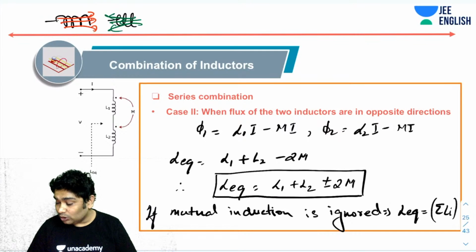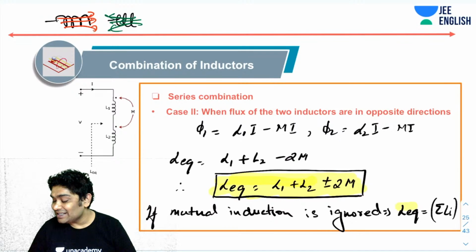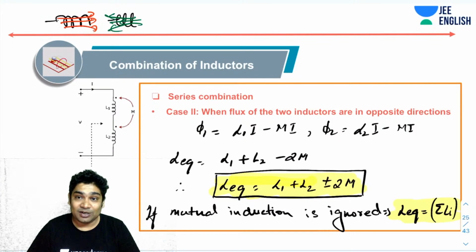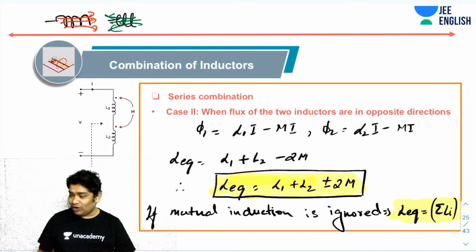So remember both of them. This is for 2 where the mutual induction has not been ignored, and this is for any number of inductors connected in series where mutual induction is ignored. Okay, I hope everybody followed this. There is no confusion. If there is any part of the derivation that you did not follow, you can ask me and I will go over that one more time.